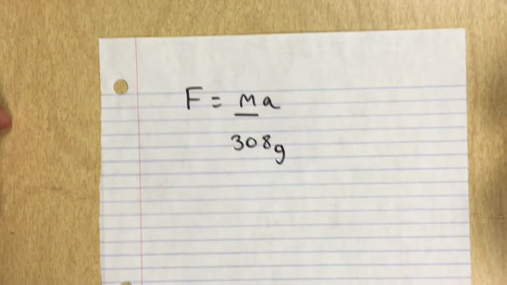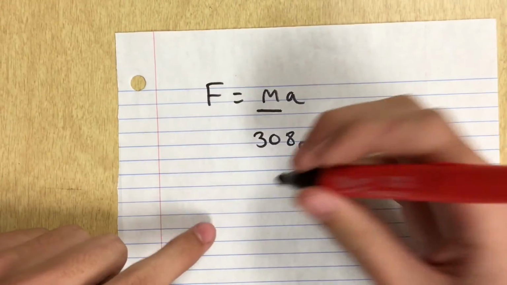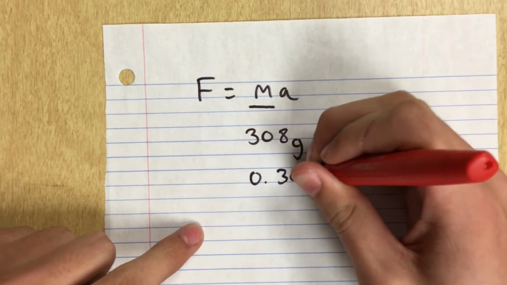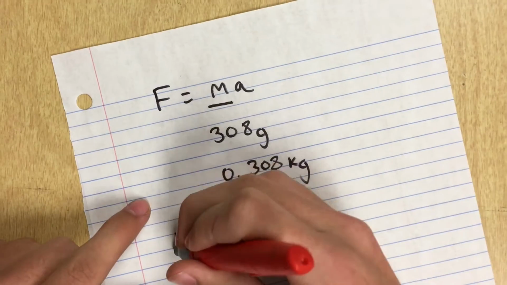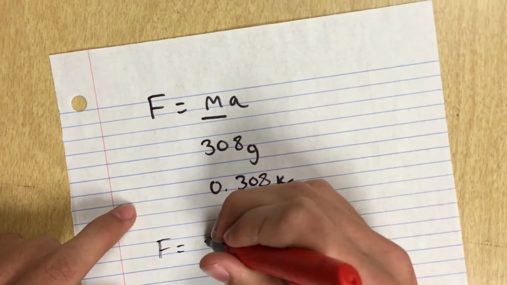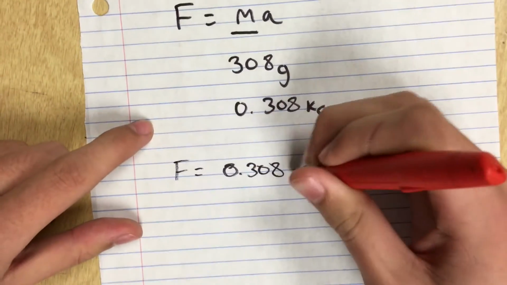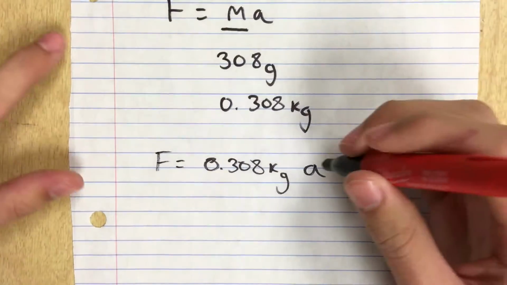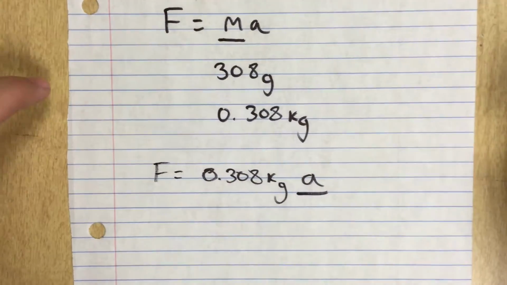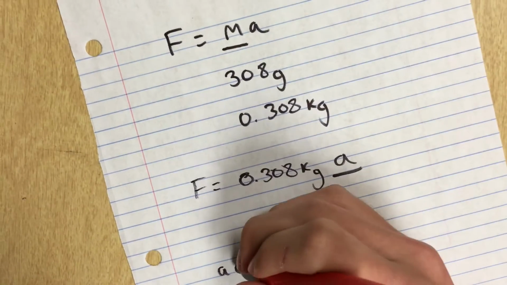But for this calculation, we're going to be putting this in kilos. So, we already know that's 0.308 kilograms. So, we can now rewrite the equation as force is equal to 0.308 kilos times acceleration.